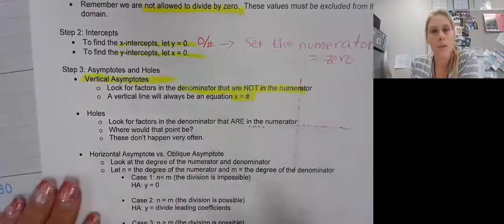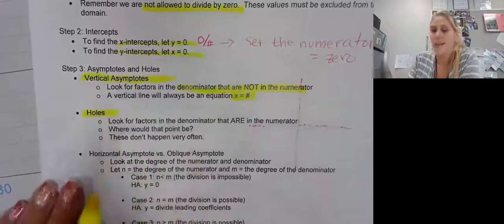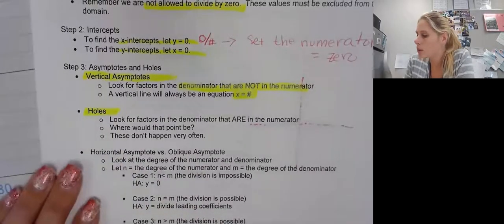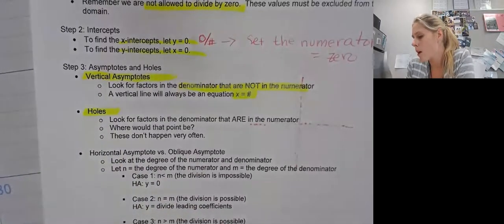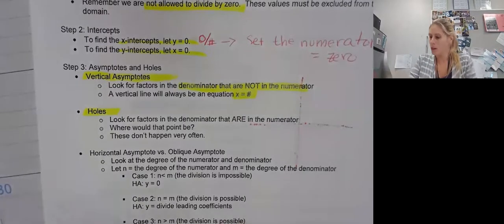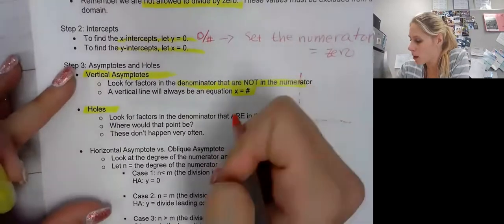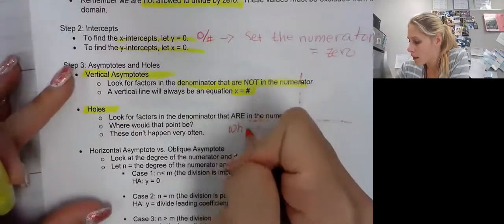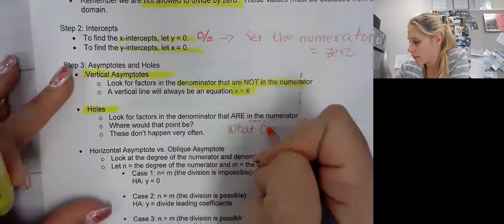Holes, once in a while this will come up. Not very often though. Holes come from when you factor, things can cancel out. So I want you guys to keep in mind that this is about what crosses off.